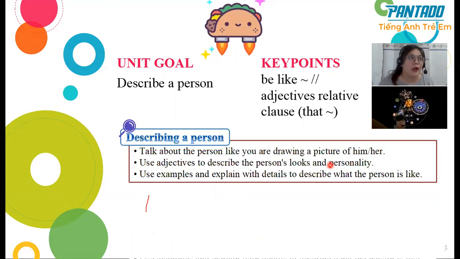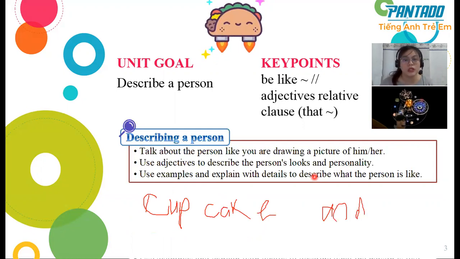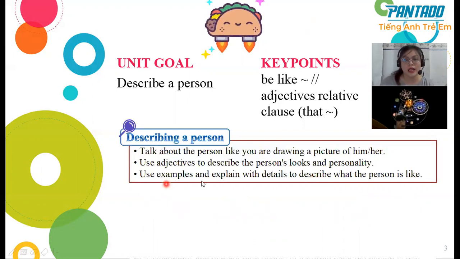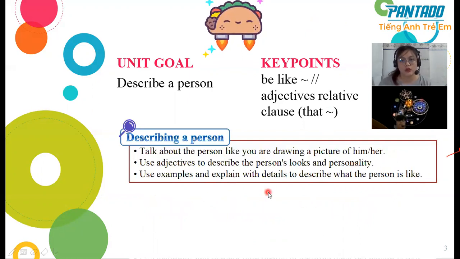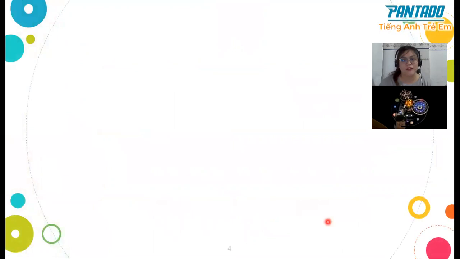And then the body, is this person thin? Is this person voluptuous? Is this person fat? And so on. And then the person's personality. Okay, so is this person kind? Is this person mean? Is this person a bully and such? Okay, so use examples and explain with details to describe what the person looks like. So this last one is used to elaborate the person's appearance and personality. So we will use an example for that one later. Okay, so it's called a descriptive paragraph.